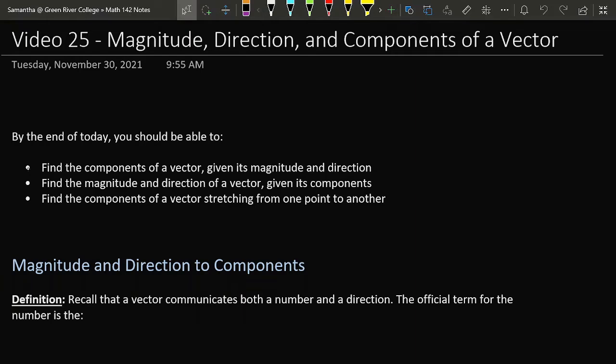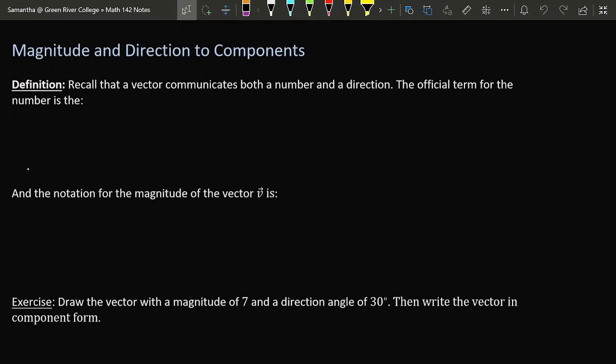direction angle. To begin with, let's establish a little bit of terminology and notation. We said yesterday that a vector was an object that communicated both a number and a direction. The number associated with the vector has a specific name, a specific mathematical name. The number communicated by a vector is called the vector's magnitude.